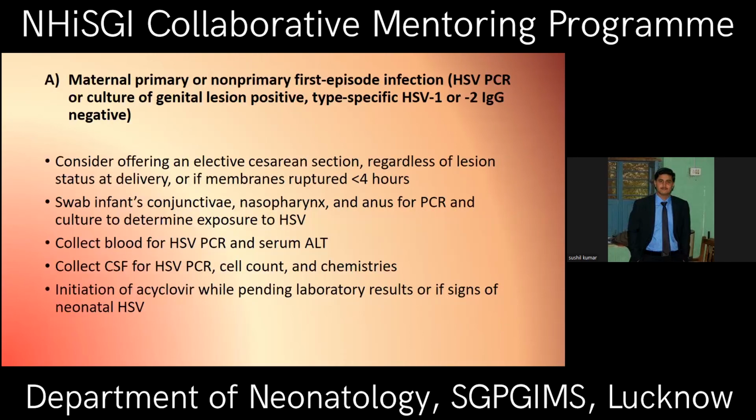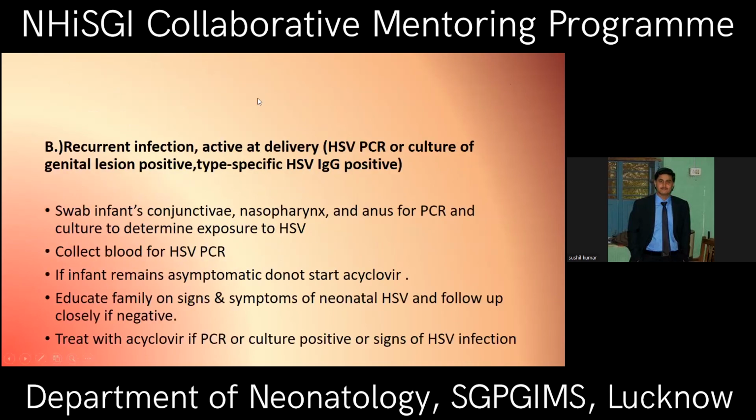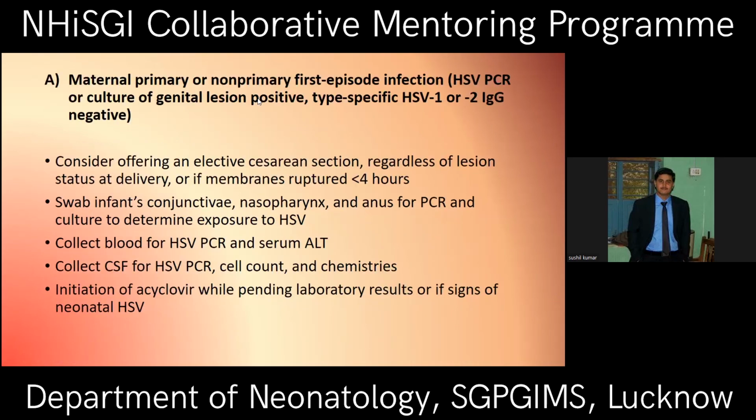To summarize these guidelines, we have two kinds of patients. The first one is maternal primary or non-primary first episode of infection, that is, HSV PCR or culture of the genital lesion is positive and type specific HSV 1 or 2 IgG is negative. So in cases of a mother with primary or non-primary first episode of HSV infection, we should consider offering elective cesarean section regardless of the lesion status at delivery or if membranes are ruptured less than 4 hours.